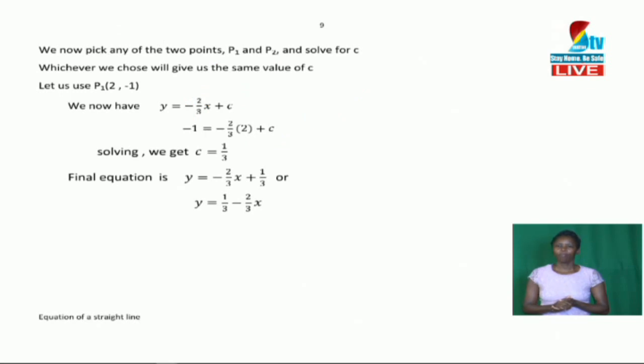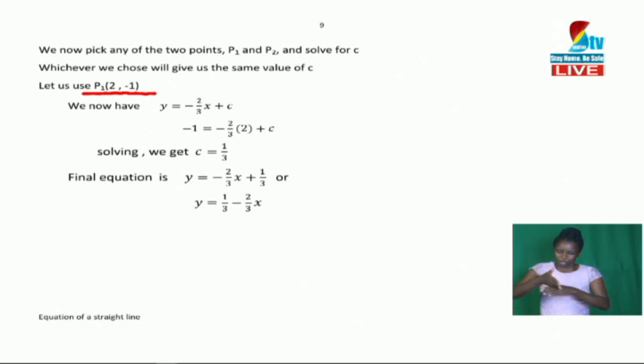So remember, this is where we are now. We are at y is equal to -2/3x plus c, and then we decide to pick just one of the 2 points that we were given. Let us take this one, 2, -1. Now we are going to substitute. It is going to be straightforward substitution, and in doing that we should be able to find c, and by so doing find the equation of this straight line which goes through these 2 points.